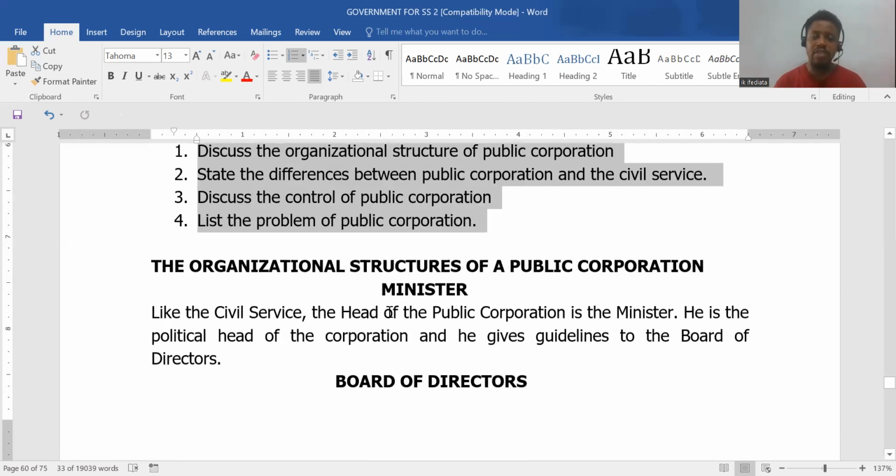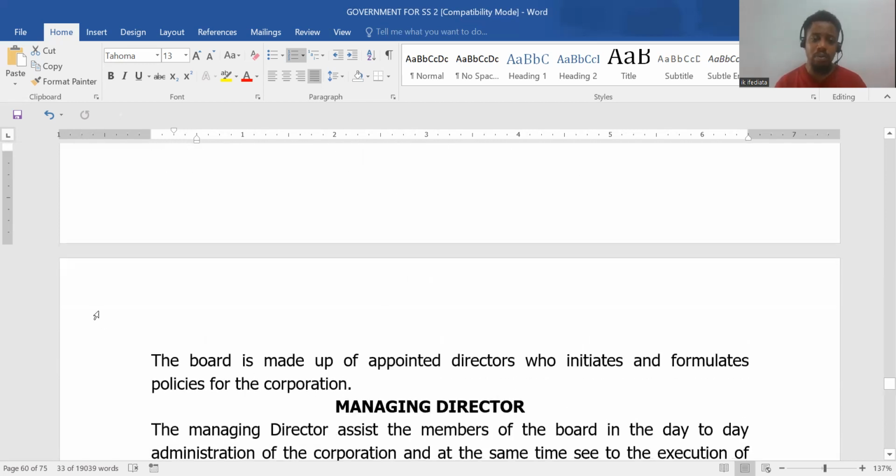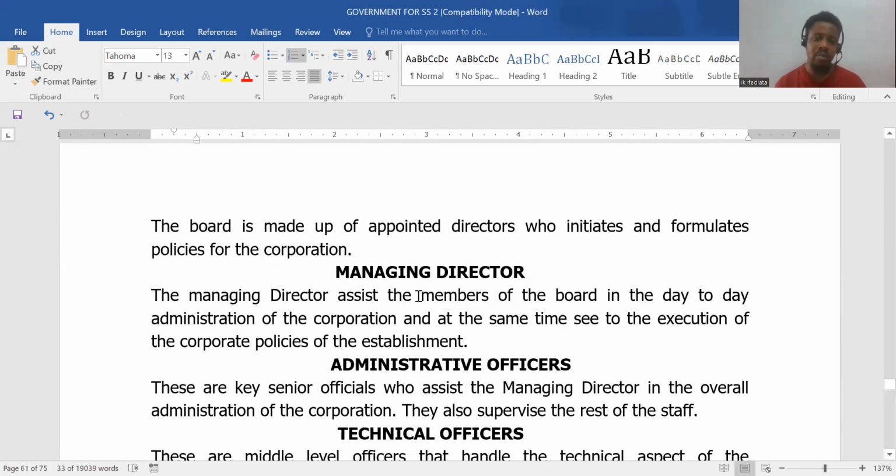So the minister is the head of the public corporation. The political head is appointed by the president, while the commissioner is appointed by the state governor. And he works hand in hand with the board of directors. So the board of directors initiate and formulate policies for the corporation. They account to the minister. Then under the board of directors, you have the managing director.